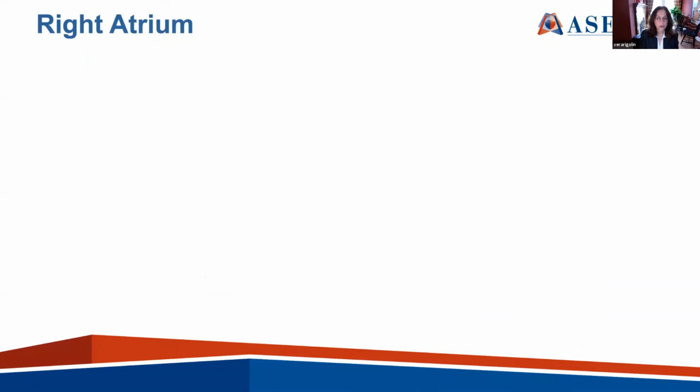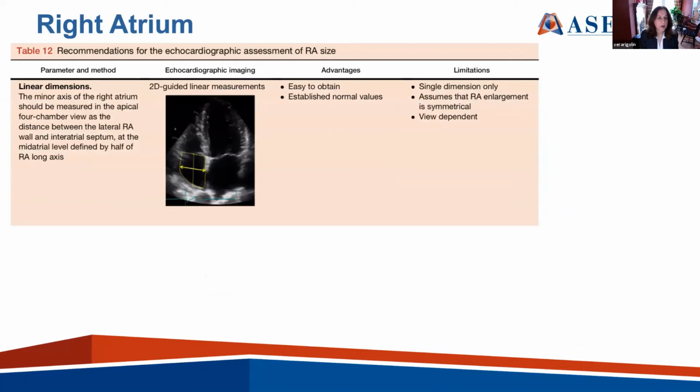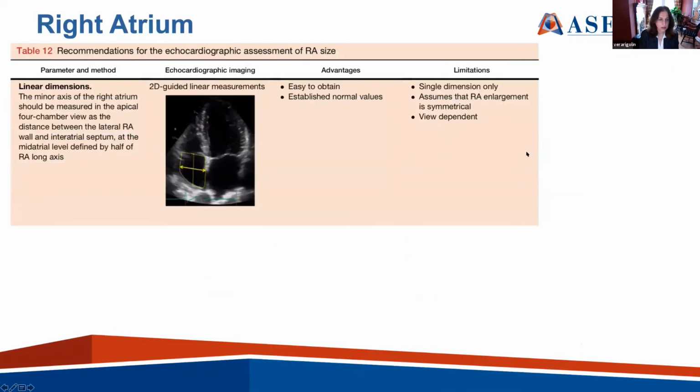Let's just briefly talk about the right atrium so that we don't forget about that structure. Here's a diagram again from that chamber quantification document. The right atrium can be measured by looking at linear dimensions, and there's a minor axis and a major axis of the right atrium shown in this diagram here. It's easy and there are established normal values. However, the limitation is that it's only a single dimension. It assumes that the right atrium is symmetrical, which it isn't always, and it can be view dependent.